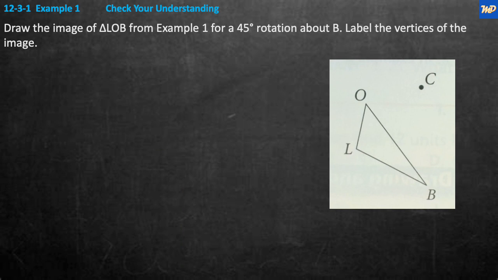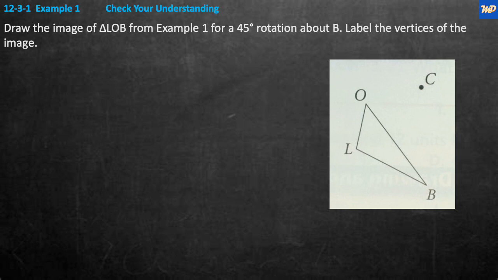Okay, example 1, check your understanding. We'd like you to pause the video and just try to do one of these yourself. Here's the triangle. It doesn't matter what the triangle looks like. And you can draw a point. And then just use your techniques. We're going to draw the line from C to O, right? And strike off your angle.